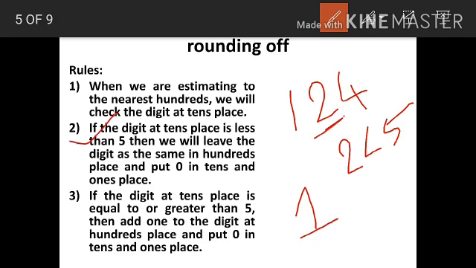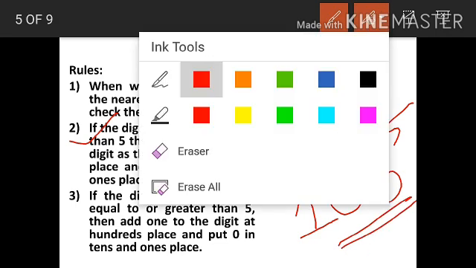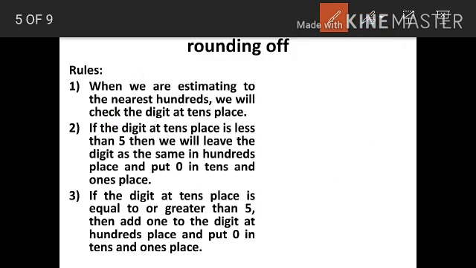Look at the second rule. We have to put 0 in tens and ones place. So, when we put 0, we'll get the answer as 100. When we are rounding off 124 to the nearest 100, we get the answer as 100. Then, what about if the digit at tens place is equal to or greater than 5? Then, we have to add 1 to the digit at hundreds place and put 0 in tens and ones place.